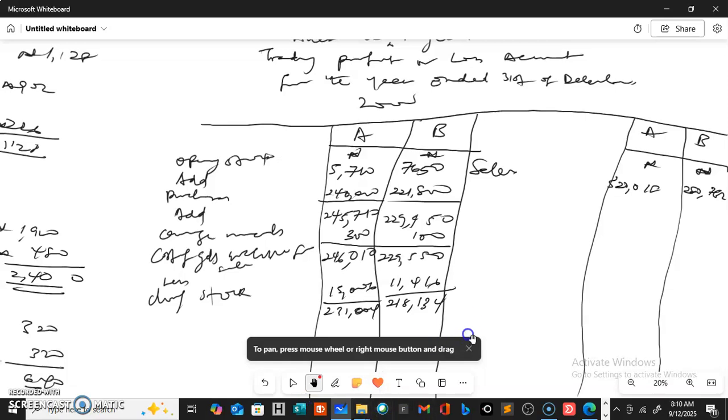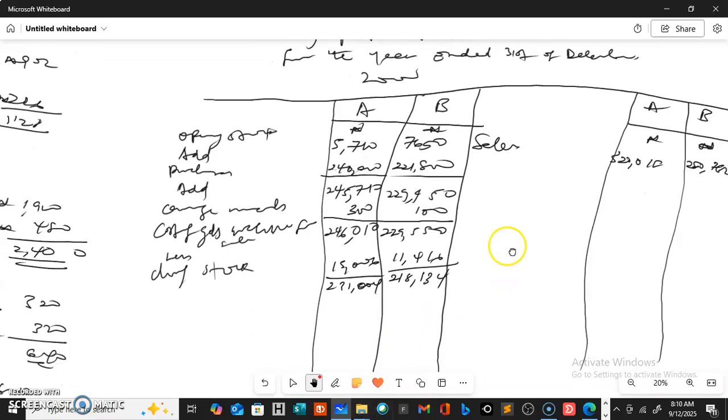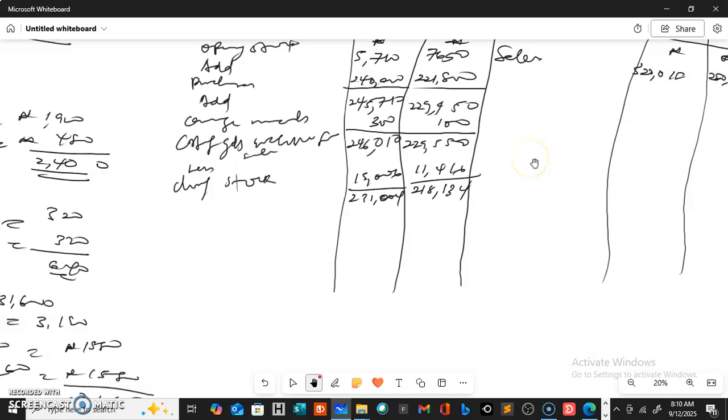Okay, so let's move on, so you can finish up within the time given. So this is what we call our cost of goods sold, cost of sales. So now from cost of sales, we're going to have our gross profit. Our gross profit is sales minus cost of sales, 320,018 minus 2310.